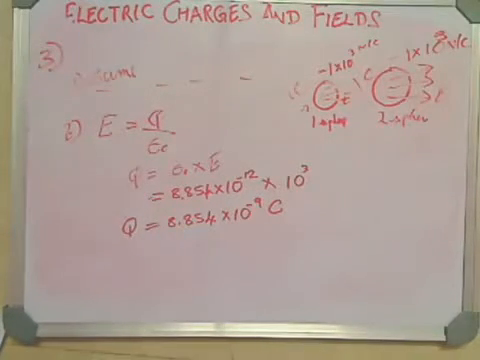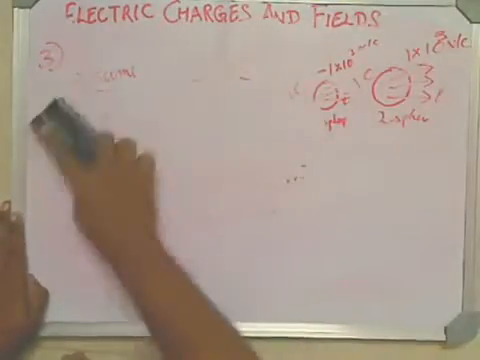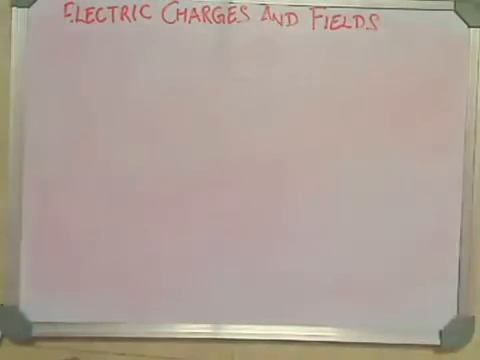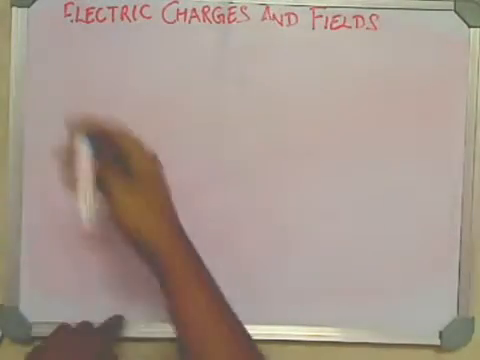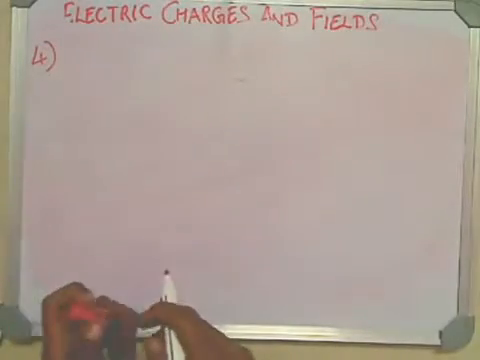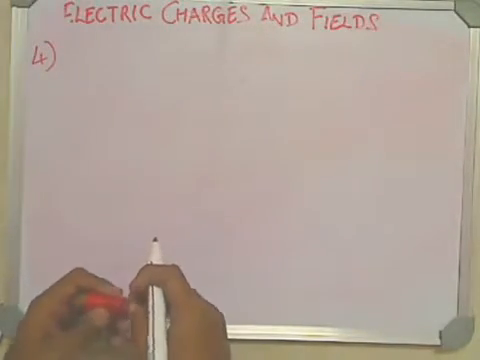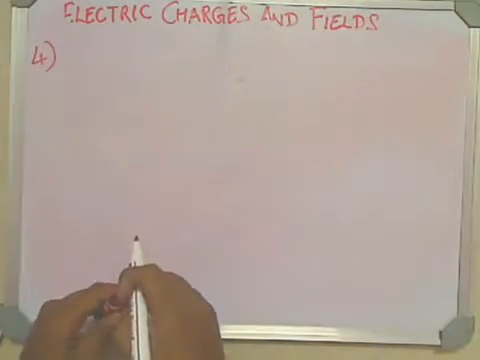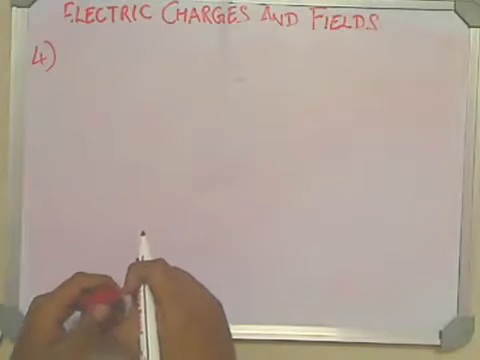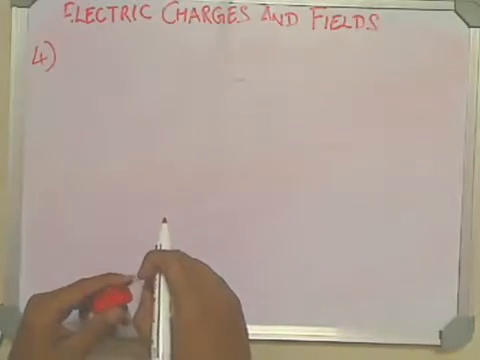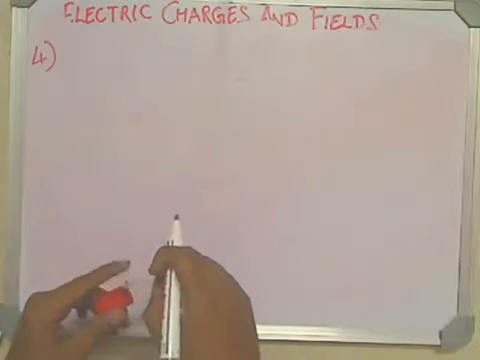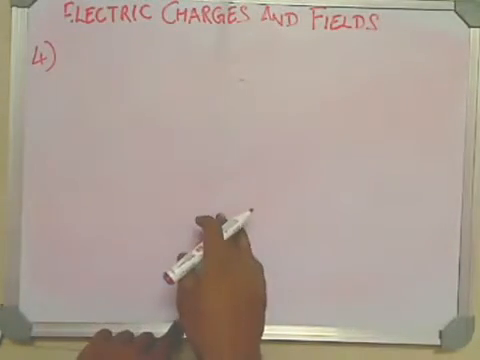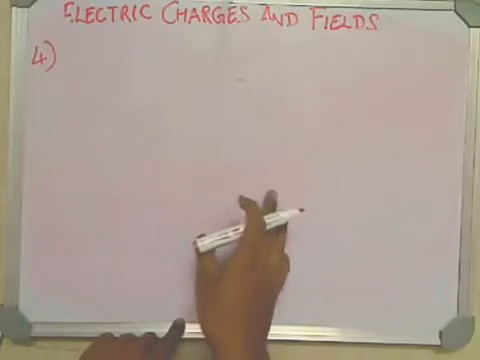We will do one more problem, and with that I will close this video. Now, this is problem number 4. A conducting sphere of radius 10 centimeters has an unknown charge. If the electric field 20 centimeters from the center measures 1.5 multiplied by 10 to the power of 3 newtons per coulomb, find the net charge on the sphere.